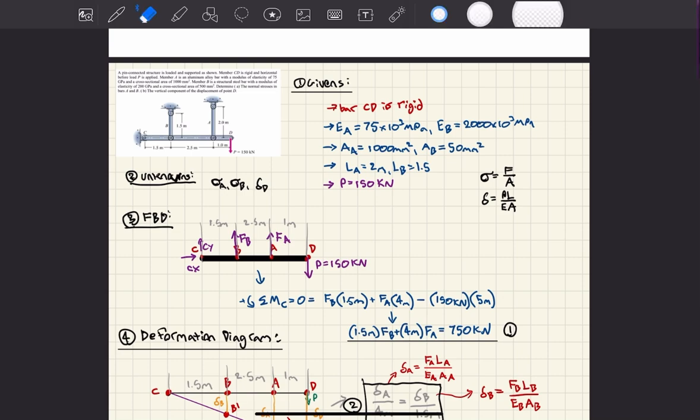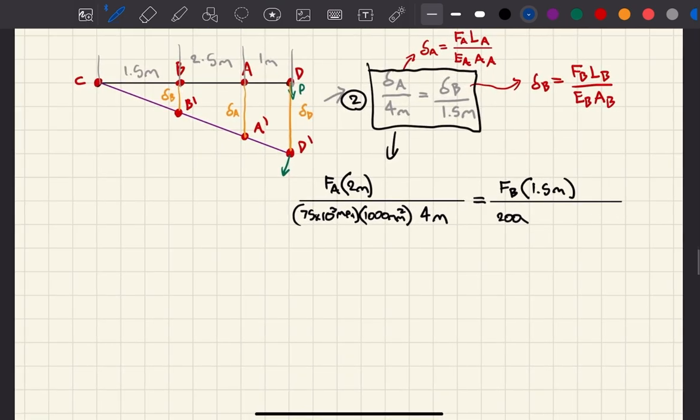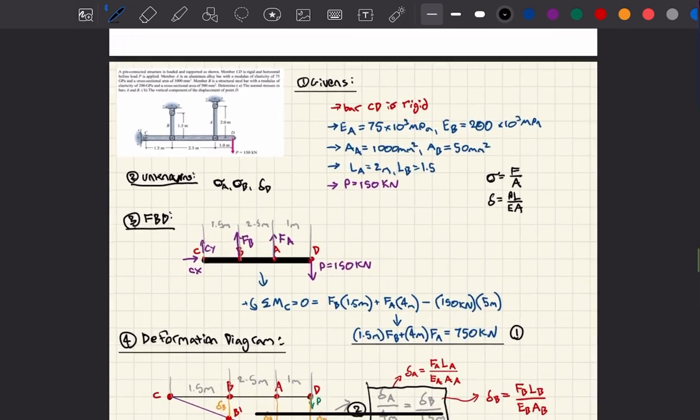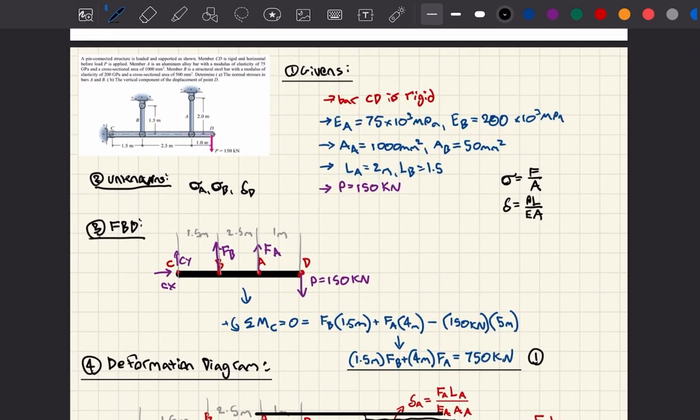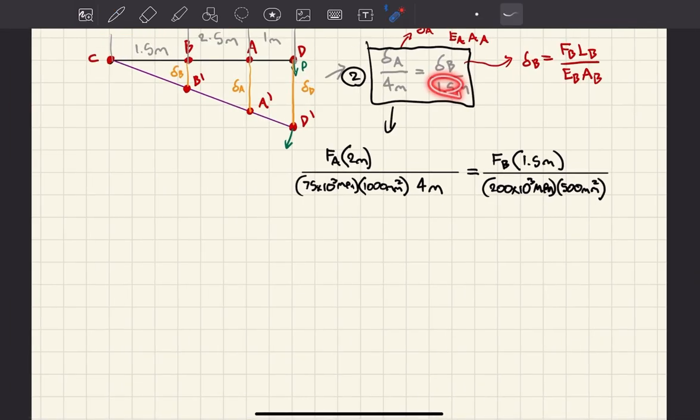Seems we made a mistake all the way in the beginning. This is supposed to be 200. 200 times 10 to the power of 3 megapascals, because it's 200 gigapascals, right? Multiplied by the cross-sectional area, I assume it's 500 or 50. 500 or 50? There's a lot of mistakes, huh? Okay. Someone's tired, huh? Okay. 500 millimeters squared. And then please don't forget this 1.5 at the bottom, right?